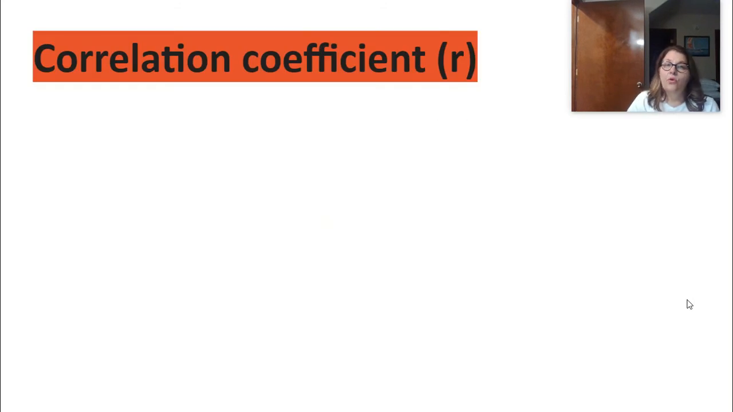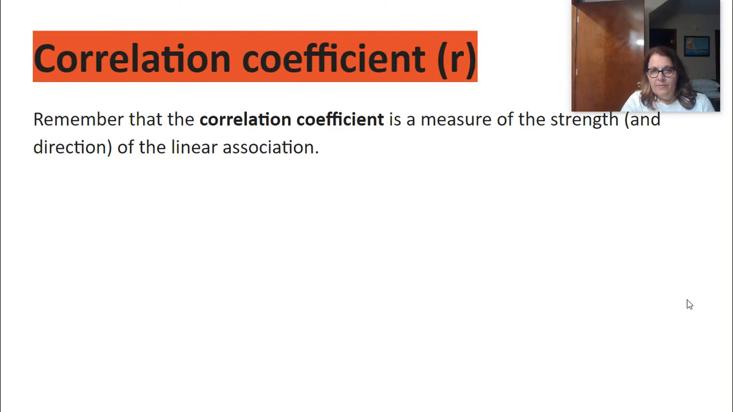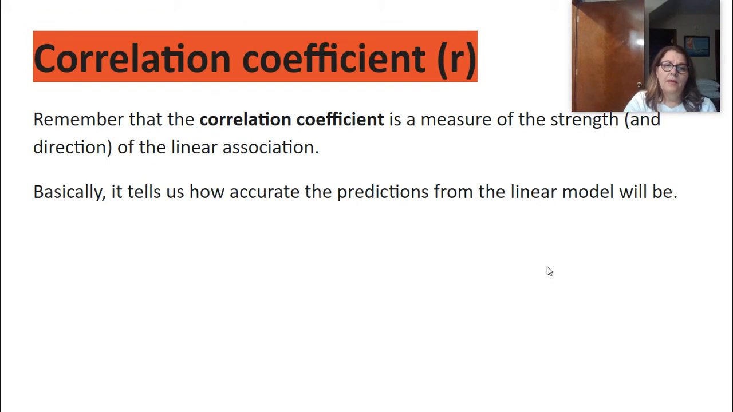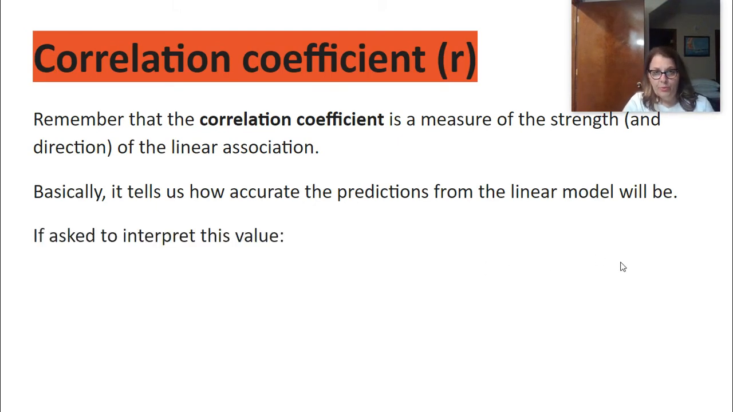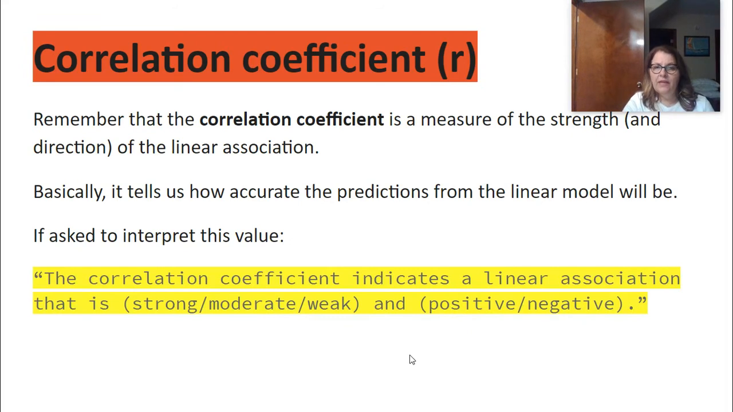Okay, so correlation coefficient R. Now remember that the correlation coefficient is a measure of strength and direction of a linear association. Basically it just tells us how accurate the predictions from the linear model will be. If asked to interpret this value, you say the correlation coefficient indicates a linear association.